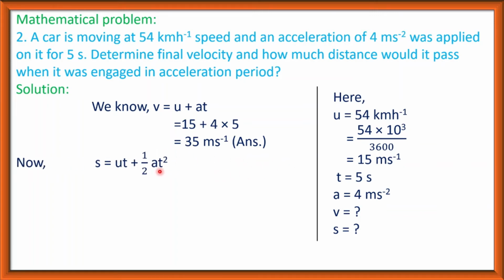Now s is equal to ut plus half at square. So u means 15 times 5, plus half, a means 4, and time 5, so 5 square. This is equal to 15 times 5, 75, plus, after calculation, 5 square is 25, and 4 divided by 2 is 2, 25 into 2 is 50. So this is 125 meter.